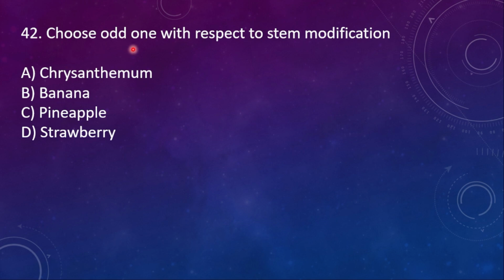42. Choose the odd one with respect to stem modification. Option A, chrysanthemum; B, banana; C, pineapple; and D, strawberry. And then the correct option here is D, strawberry.